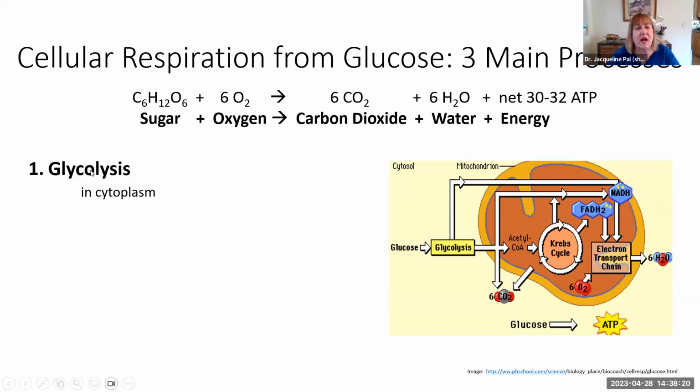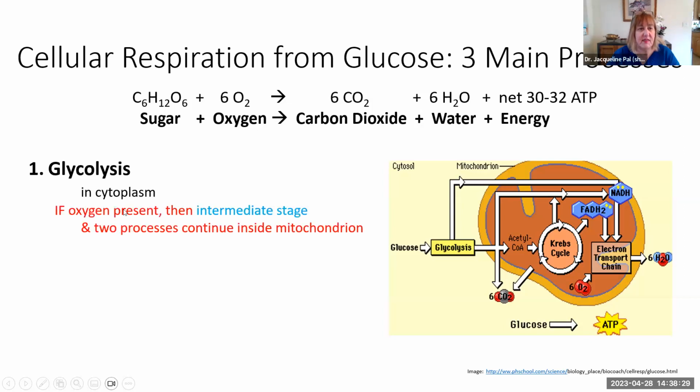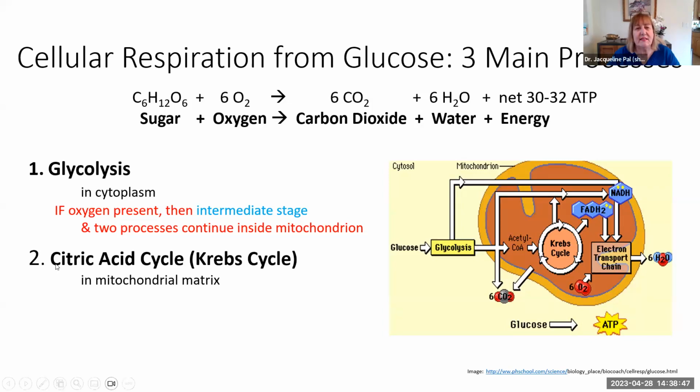The first one is glycolysis. So what does that mean? That means we're going to start with the glucose molecule. This is going to happen in the cytoplasm. And then if there is oxygen, the end products of glycolysis will then move across the membranes of the mitochondria into the mitochondrial matrix, where the intermediate stage is going to occur, as well as the second step, which is the citric acid cycle, or you may have learned it as the Krebs cycle or the TCA cycle. They are all synonymous with each other. But that part takes place in the mitochondrial matrix after that intermediate step.